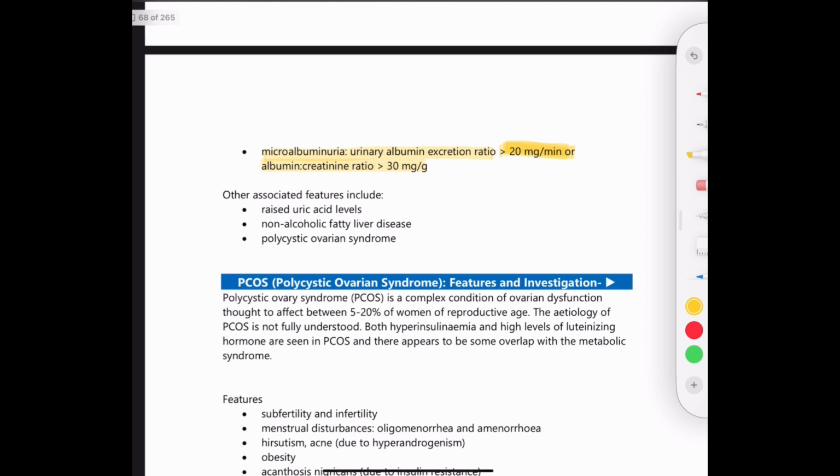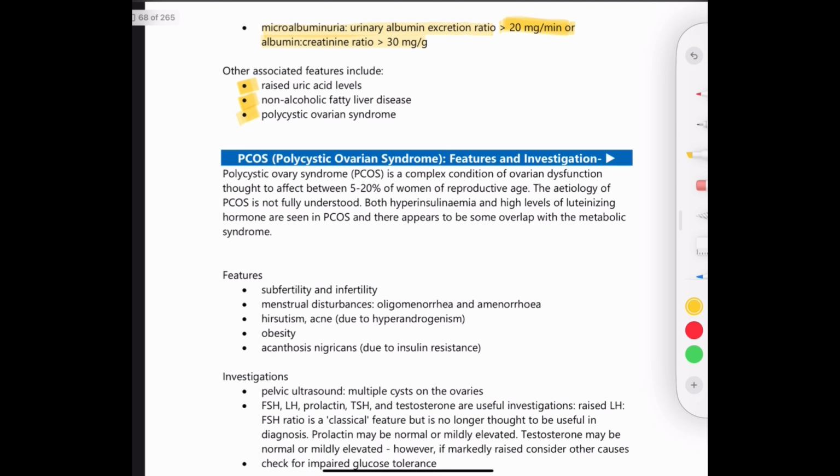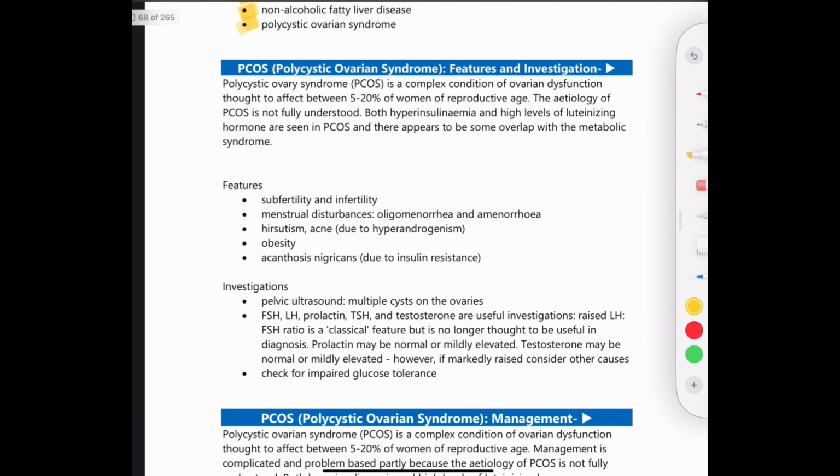Other associated features include raised uric acid levels, non-alcoholic fatty liver disease, and polycystic ovarian syndrome. Now we will discuss PCOS, polycystic ovarian syndrome. We'll be discussing everything related to that: the features and the investigations.